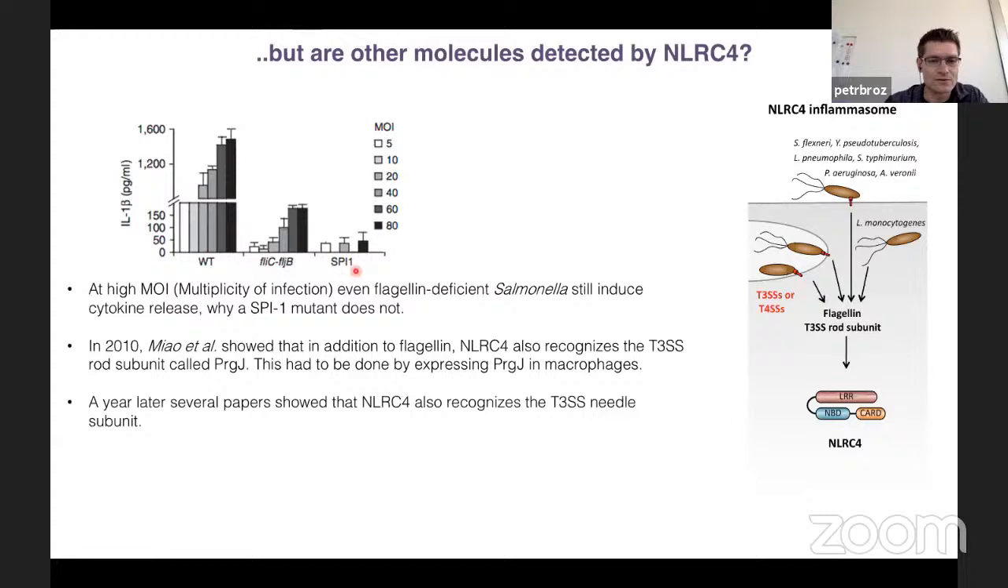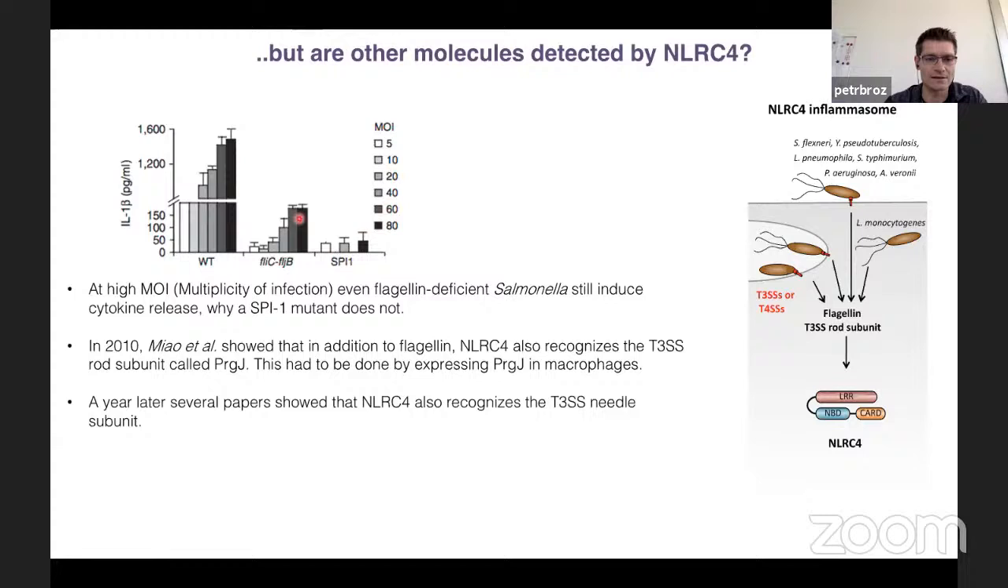And what you can see is that there's a difference between the FliC mutant and the SPI1 mutant, suggesting that if you lack the secretion system, the effect is much stronger. So there might be something else secreted or ejected by the secretion system. This is especially evident at high MOI, here at MOI 60 or 80.